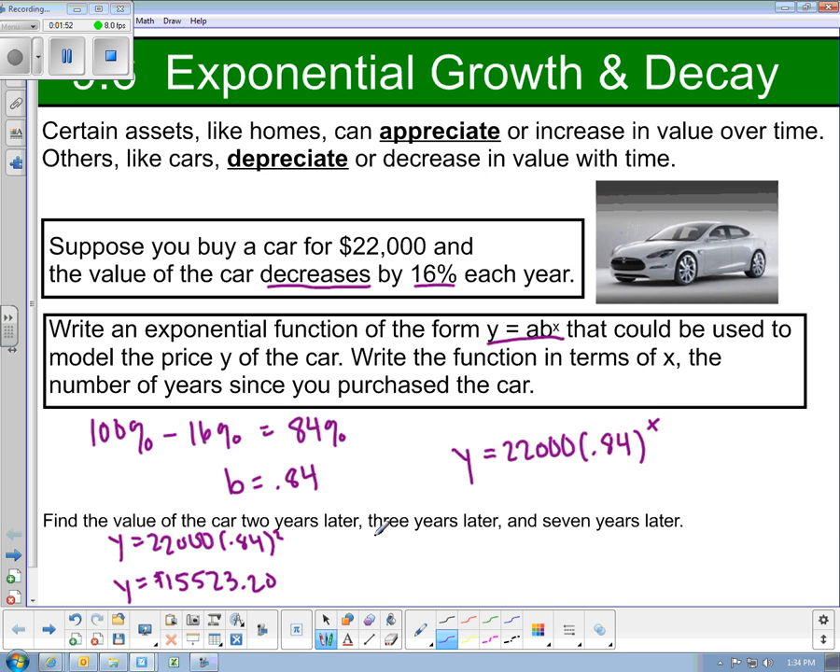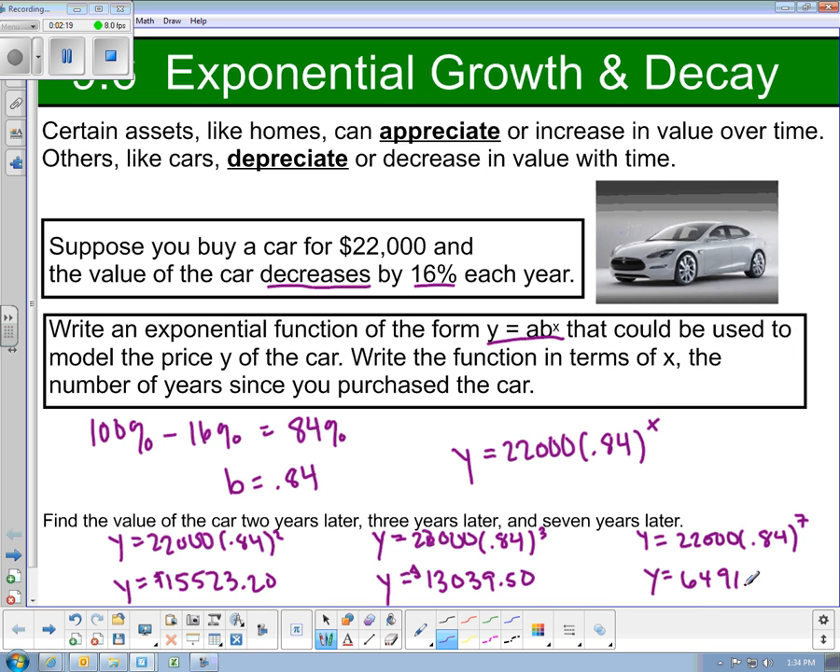3 years later would be if I plugged in a 3, so y is equal to 22,000 times 0.84 to the third power, which is about $13,039.50. And 7 years later, y is equal to 22,000, my starting dollar amount, times 0.84 raised to the seventh power, which gives me about $6,491.99. So that's what I would get if I plugged those three different years in.